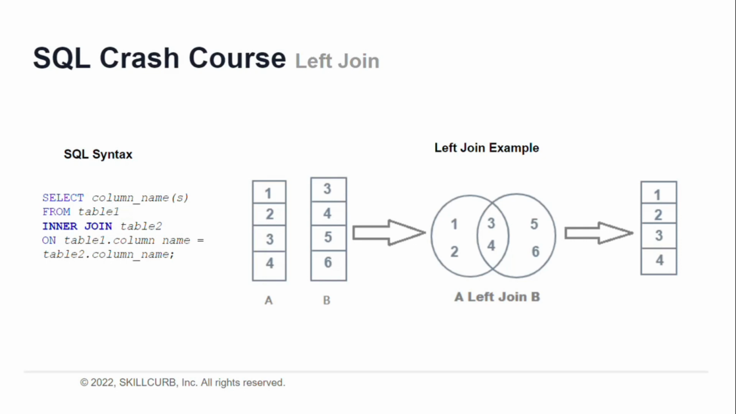Here in the example, you can see that there are two tables A and B. A has 1, 2, 3 and 4 in it, while B has 3, 4, 5 and 6. When both these tables are joined using left join, then the data that was common in both tables, that is 3 and 4, will be in the result set plus all the data of the table present on the left hand side, which in this case is A, will be in the result. Thus, the result set will contain 1, 2, 3 and 4.